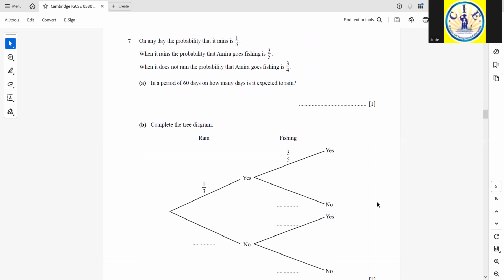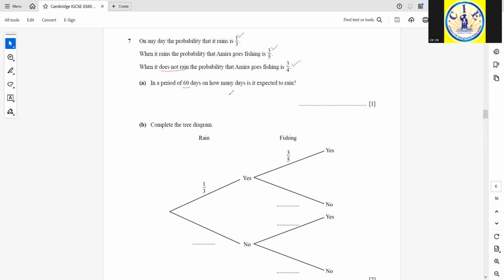Okay, now it is question number 7. One day the probability that it rains is 1 by 3. When it rains, the probability that Amira goes fishing is 3 by 5. When it does not rain, the probability that Amira goes fishing is 3 by 4. In a period of 60 days, on how many days is it expected to rain?